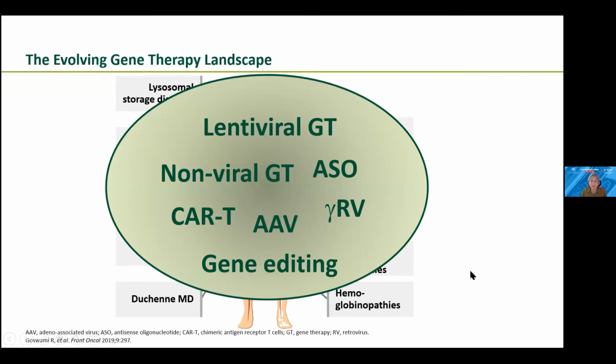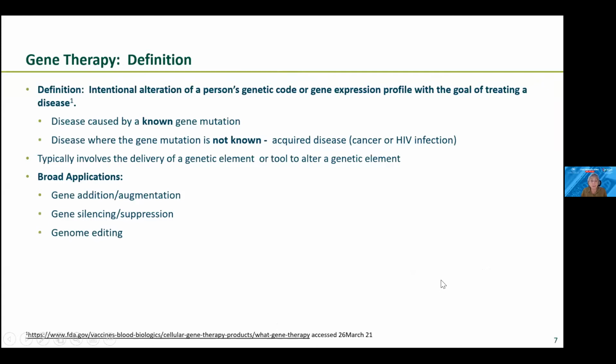And I think that is a really important tenet of understanding gene therapy, that there are many approaches, not one better than the other, but it is important to choose the best approach for the disease in which you're designing a gene therapy. So let's start at the very beginning and really make clear that gene therapy really is the intentional alteration of a person's genetic code or gene expression profile with the goal of treating a disease.